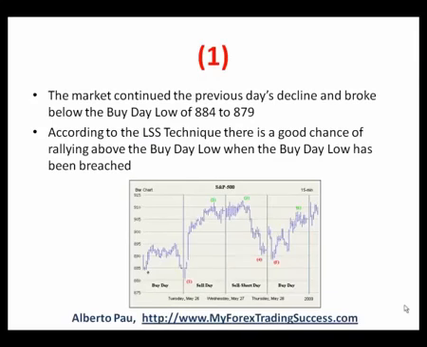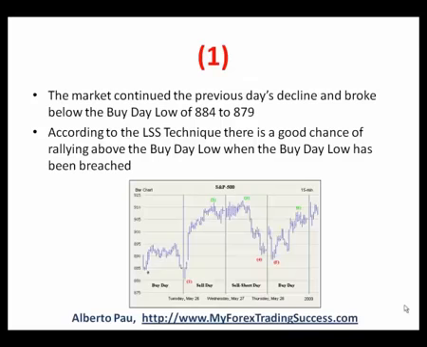Point 1 in red here, and we're moving on to the sell day, is we see how the market continued the previous day's decline and broke the previous buy day low of 884, going all the way down to 879. So according to the LSS technique, which is another name for the Taylor book method, there is a good chance that the market will rally above the buy day low if the buy day low has been breached, which is the case here. So this is a buy signal.